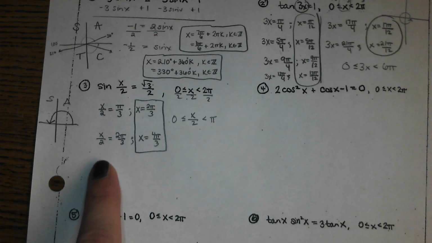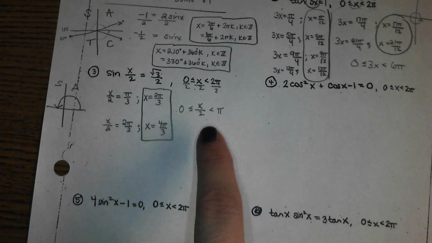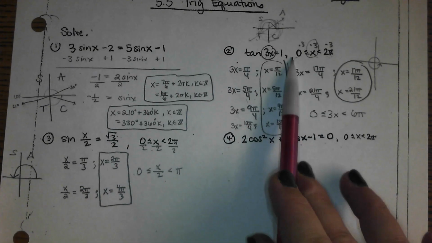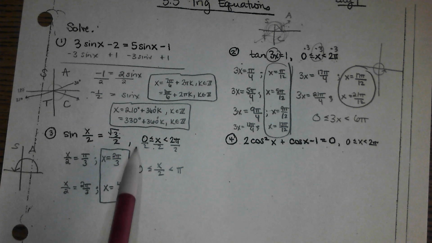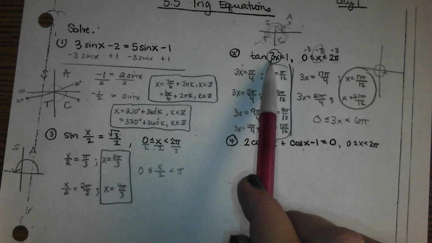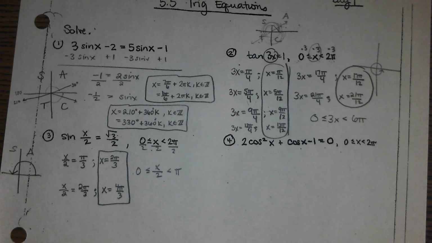See, having x over 2 between 0 and pi ensures that when you double it to solve for x, x stays between 0 and 2 pi. Capiche? Any questions on that? So knowing your memorized values, obviously that's important again. Understanding the quadrants in which sine is positive, tangent is positive, sine has to be negative, so understanding your quadrant stuff as well. And then knowing how a change in period or a horizontal stretch or compression affects your domain.